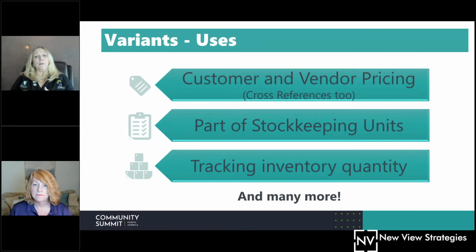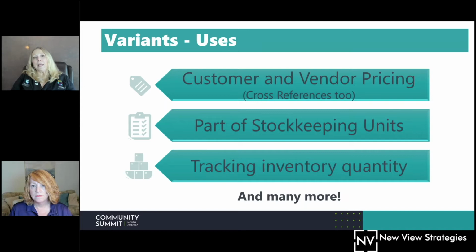I talked about it being part of maybe the stock keeping units when you set them up, and we can track quantity by variant. So again, my one item, but now I can tell how many smalls I've got, how many mediums, how many blues or pinks, right? And there's more places. So really powerful.